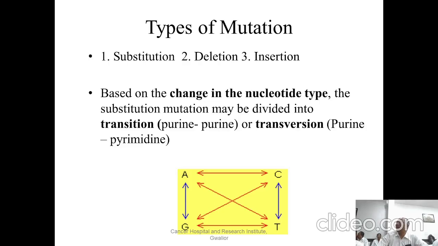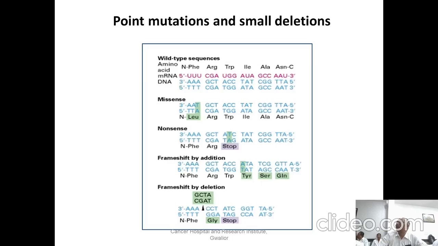Now these are different types of mutation: substitution, deletion, insertion. Basically a purine will change, A will change with G or C with T, it can be anything. So you call them either substitution kind of mutation, or transition or transversion, based on that.